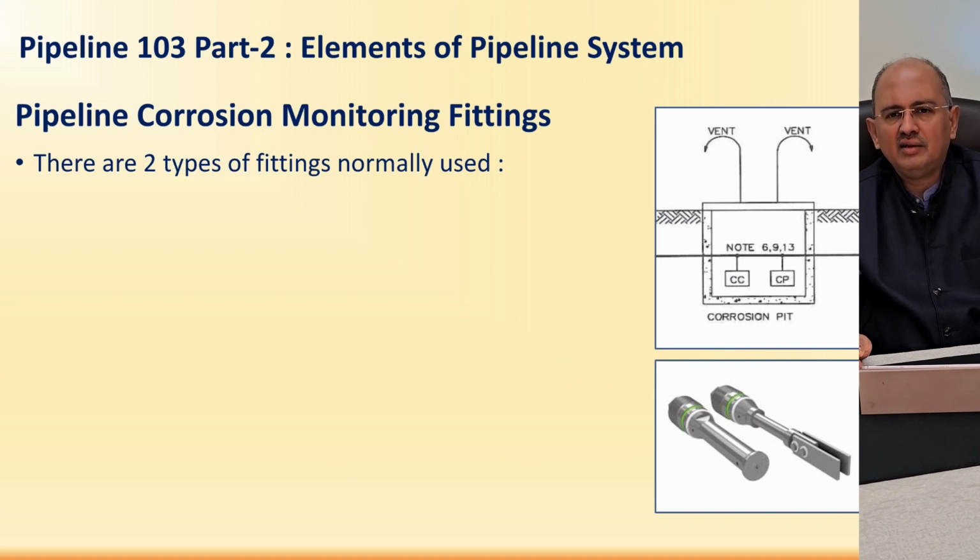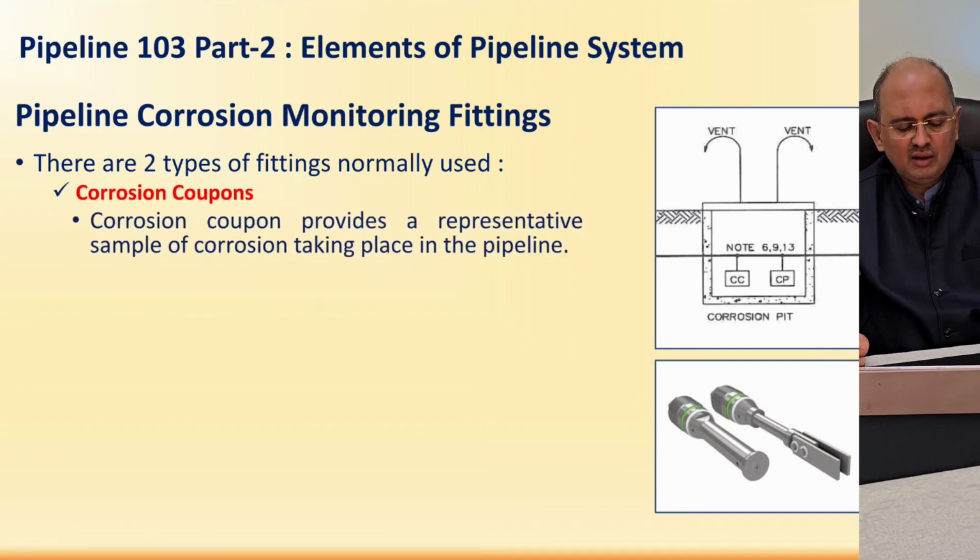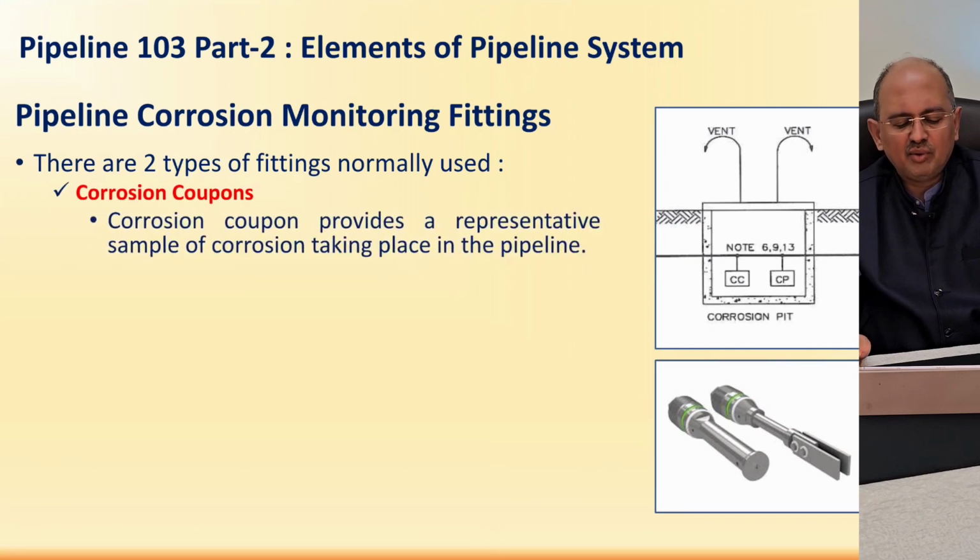Why are they not inserted inside the flow path? Because when the pig is going to pass, it should not get stuck at such points. So these probes or coupons are kept exactly flush with the pipe ID. They will not protrude inside the flow path of the pipe where the pig is going to pass. So let us see the corrosion coupon first. The corrosion coupon provides a representative sample of corrosion taking place in the pipeline.